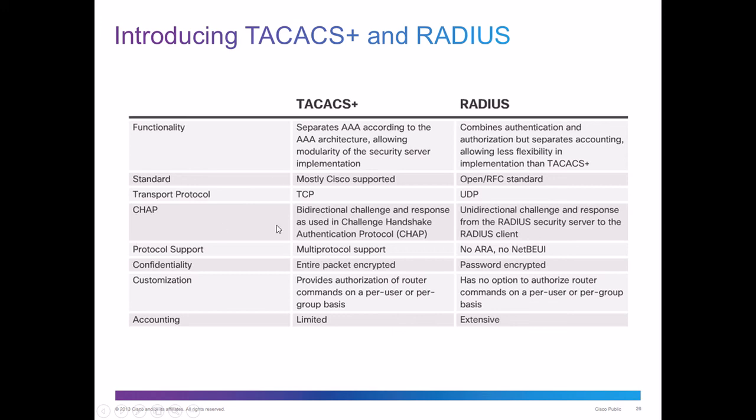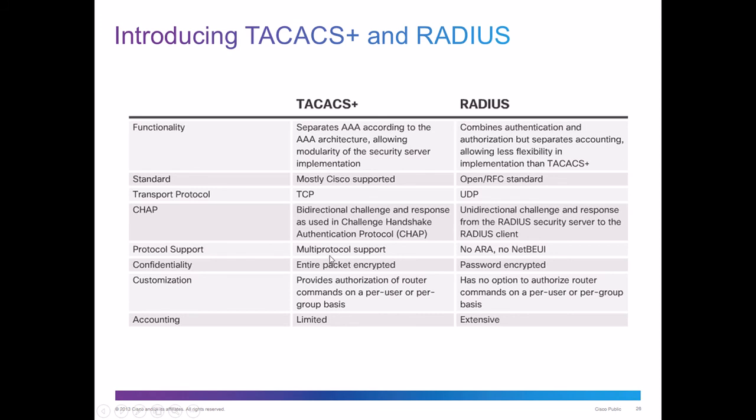TACACS uses CHAP, the Challenge Handshake Authentication Protocol, where you send in your password, you are authenticated, and the password is encrypted. Then the TACACS server will also send in its password to be authenticated by the user. Radius doesn't really do that. It only uses unidirectional authentication; it only challenges one time. It does not keep challenging you, asking you for the password, in other words.